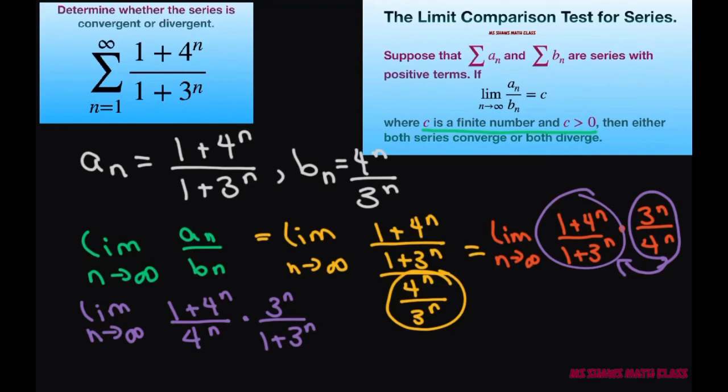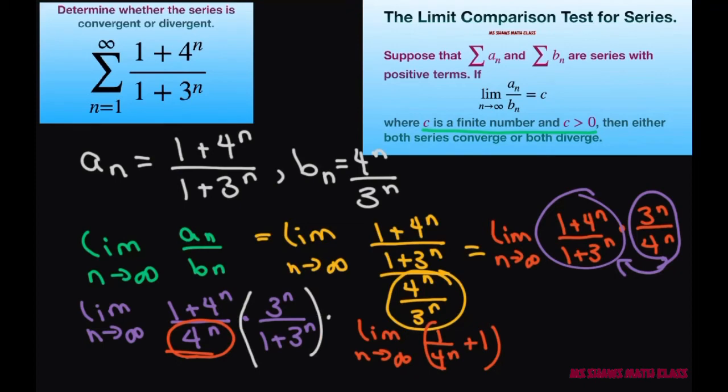Now, we can simplify this as the limit as n approaches infinity, putting the denominator under each piece. So this will be 1 divided by 4 to the power of n, plus 1, and then times this. I'm going to multiply this piece right here by 3 to the negative n power, so we can take the limit. That's the only reason. That leaves you 1 in the numerator, and in the denominator we have 1 divided by 3 to the n power plus 1.